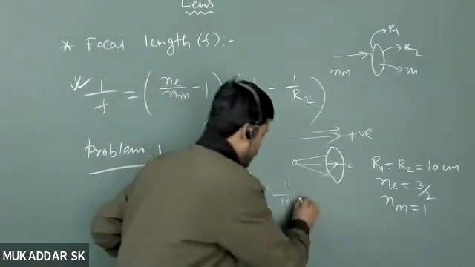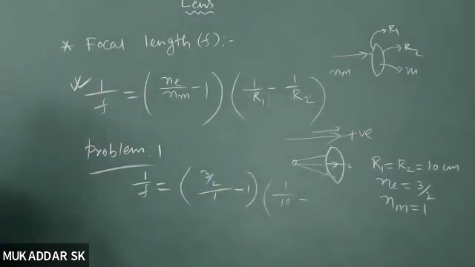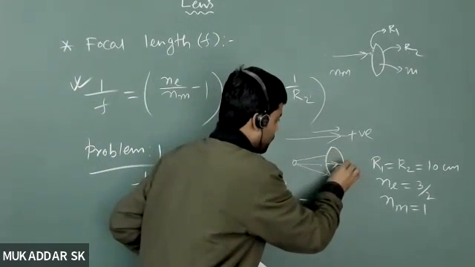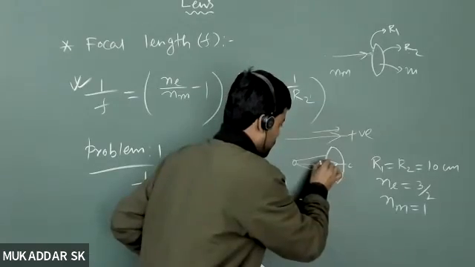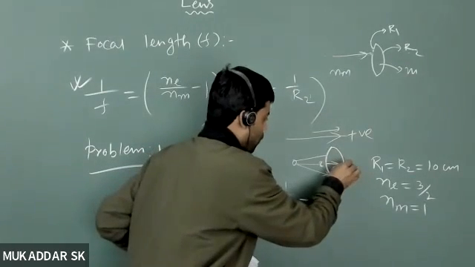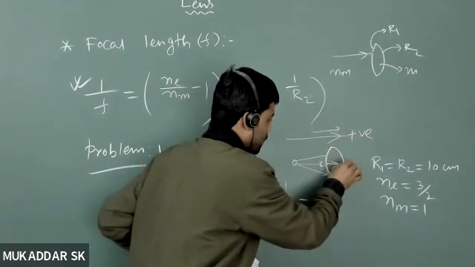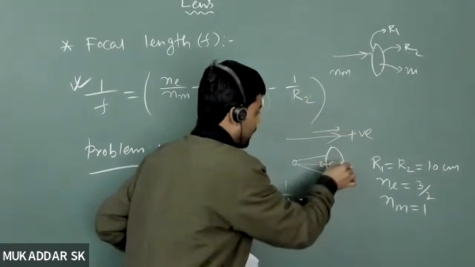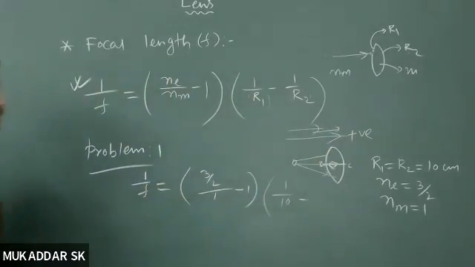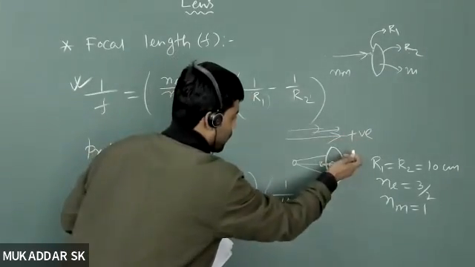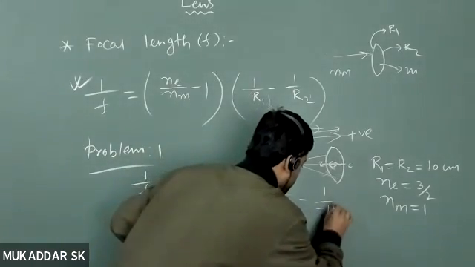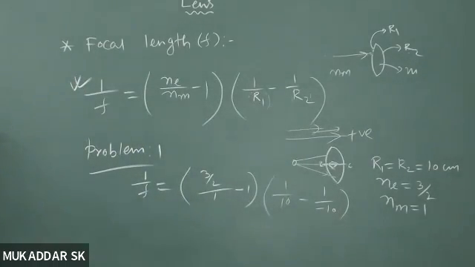Now you have 1 by R2 also, right? But if you see for R2, the radius of curvature of this surface, suppose the center of curvature is somewhere here, for the sake of convenience. How will we calculate the radius of curvature from the pole? Suppose this is the pole of this surface. Then pole to center of curvature, this direction is anti-parallel to the incident ray. So this direction is positive, but R2 is anti-parallel to positive. So I have to use here minus 10.